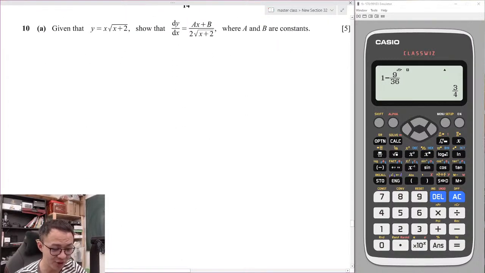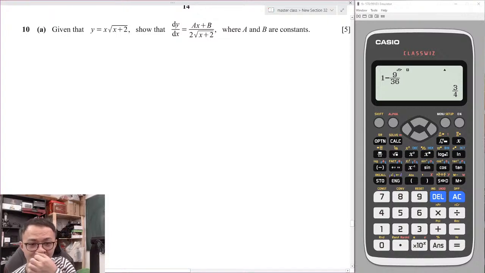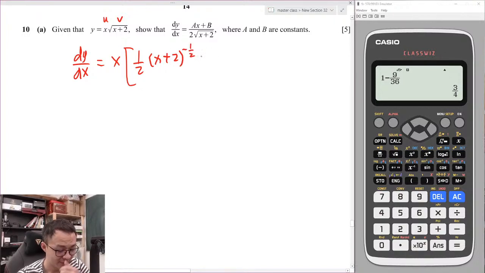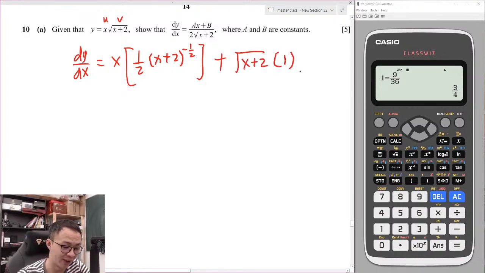Okay, last question here. So they ask us to do dy dx, quite easy. Okay, do dy dx. This is u and v. Use the product rule. Copy the first one, differentiate the second one. This is x plus 2 power half, minus 1, negative half. Alright, and then plus, copy the v, differentiate the u, 1.